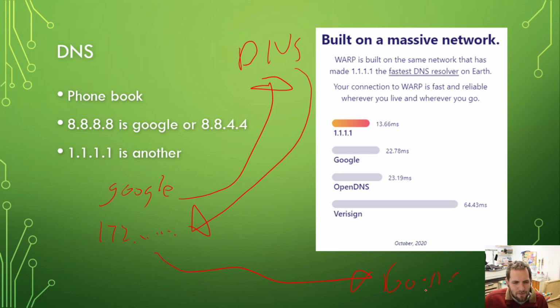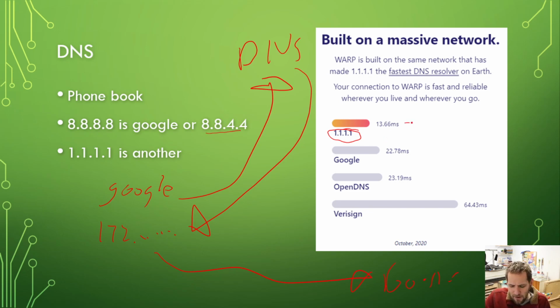There are multiple different DNS providers out there, and there are multiple different DNS servers from each of those providers. I have a few of them listed here. Google is 8.8.8.8 if you want to use Google's DNS, and their alternative or backup one is 8.8.4.4. Another one is 1.1.1.1, which is the name of the website or company. Here 1.1.1.1 is trying to claim that they are the fastest and that they're going to increase your internet speeds.